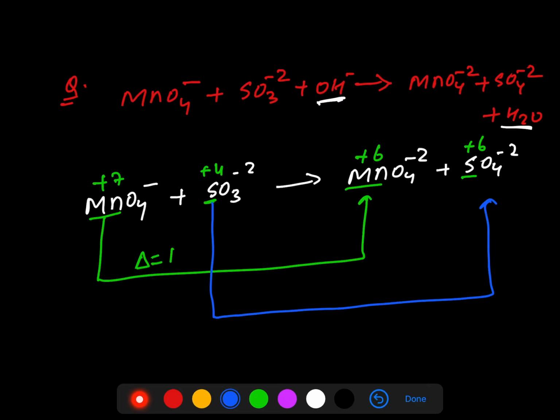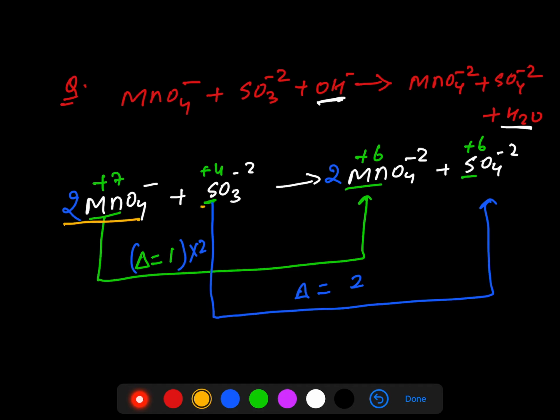For sulfur, again the same thing. Per ion has only one atom, so change per atom or per ion will be the same. So the change over here is by 2 units. Make the changes equal. If we multiply this by 2, the changes are equal. So for that we need to multiply the pair. Changes are equal now. Now you balance the charge.